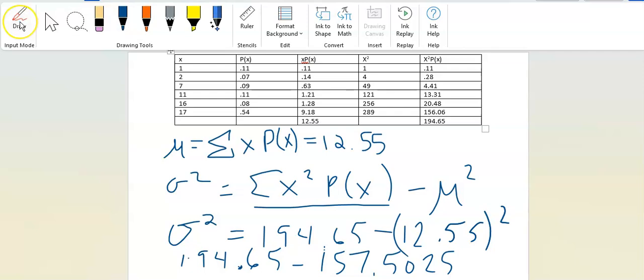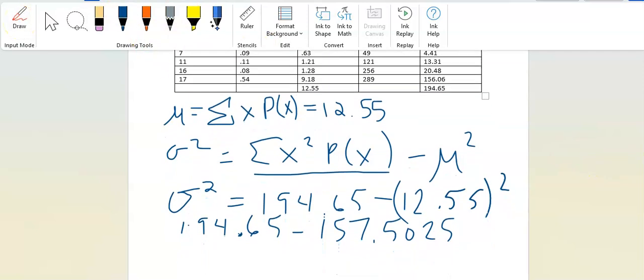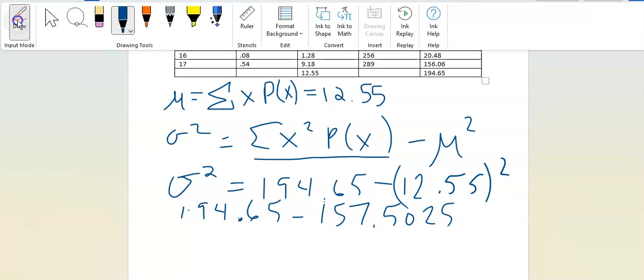And let me get out of the draw feature just so I can move the screen up a little. So our answer is 37.1475 for our variance, depending on whatever it told us to round it to. Probably 3 decimal places, so probably 37.148. We'll look at that and we go back in a second.